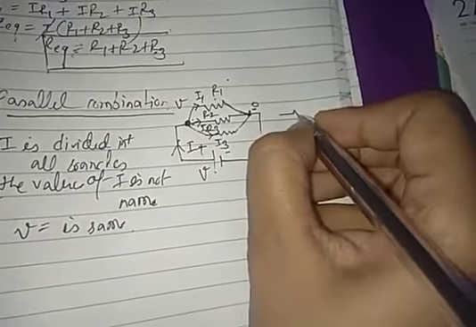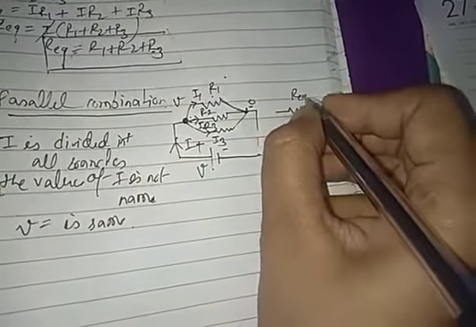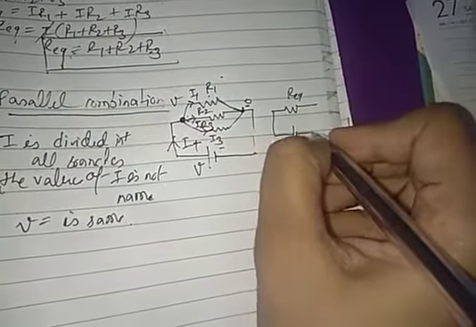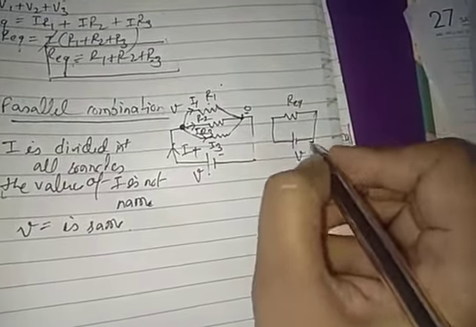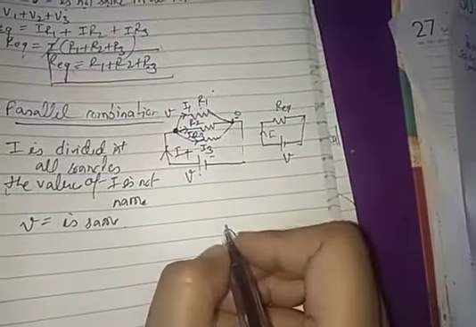So let us derive it. Now if I want to find the equivalent resistance, I can replace it by this circuit, with potential V and current I flowing. Got it?